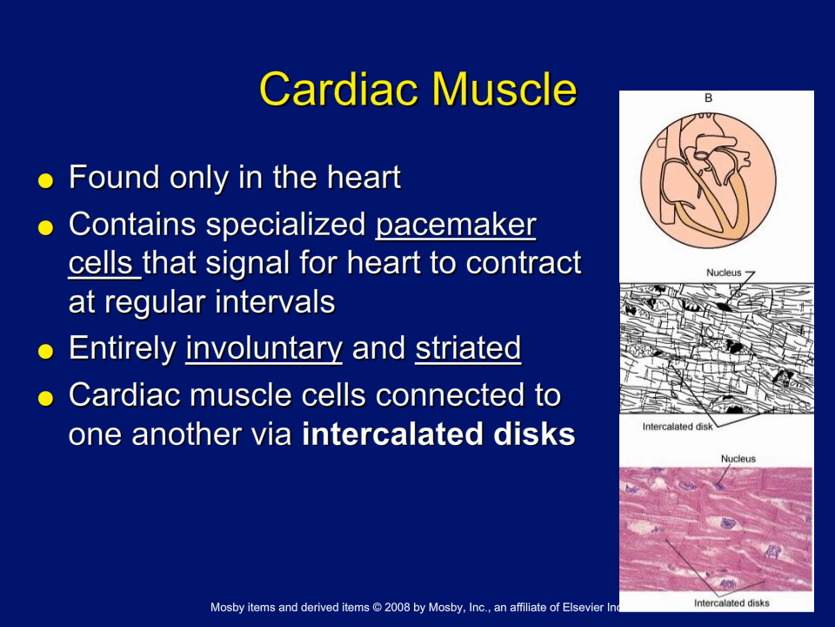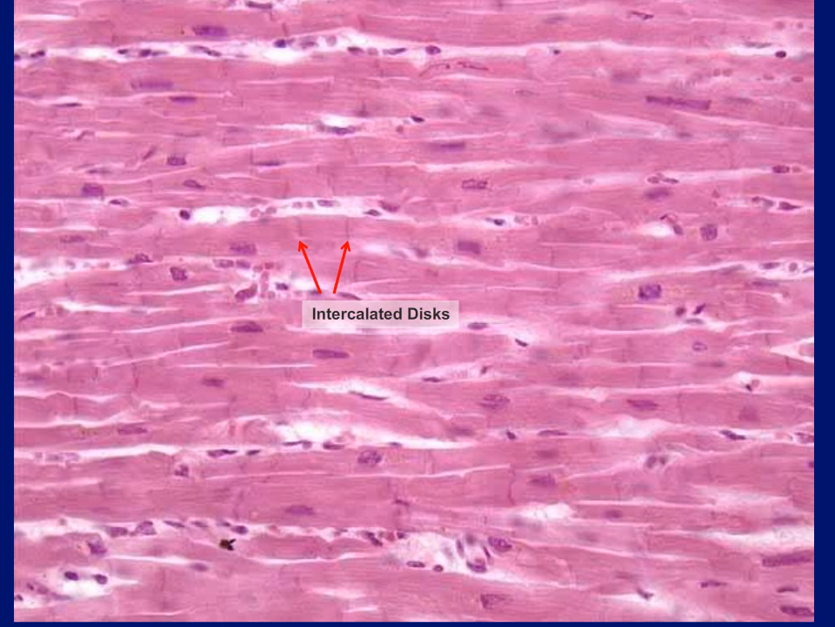Now, these intercalated discs allow passage of molecules and electrical signals between cells, which is important because one of the things that cardiac muscle has that skeletal muscle doesn't is this autorhythmic potential. That is, some cells within the cardiac muscle can actually generate their own electrical impulses and cause that heart to contract. So here's a good picture of a longitudinal section of cardiac muscle.